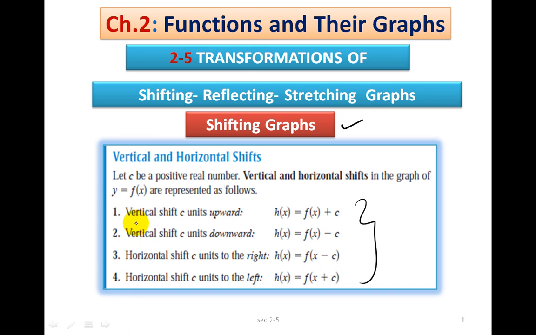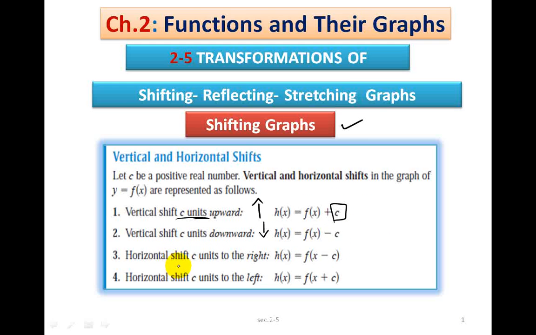When you're going to shift a graph c units upward, you're going to do f of x plus c. So this constant is going to be added. If you are going to shift it downward by c units, it will be f of x minus c.